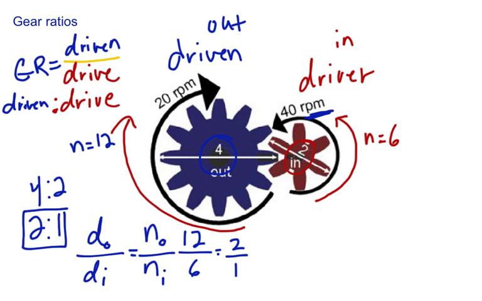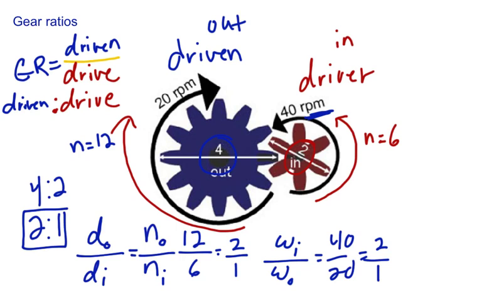Now that, though, is backwards from these others. All these other ones were out over in. Rotations per minute is a velocity, but it's a rotational velocity. So we don't use v. V is like a linear velocity. We actually use an omega symbol. And in this case, it will be in over out. So the rotational velocity in over the rotational velocity out, in this case, would be 40 over 20, which, of course, is still 2 to 1. So we could use rotational velocities also.